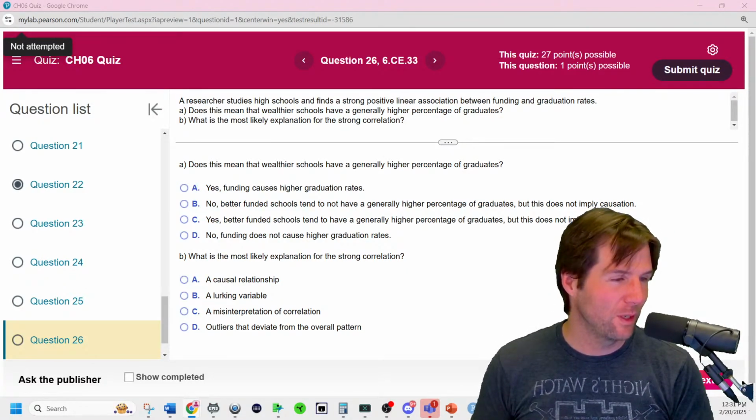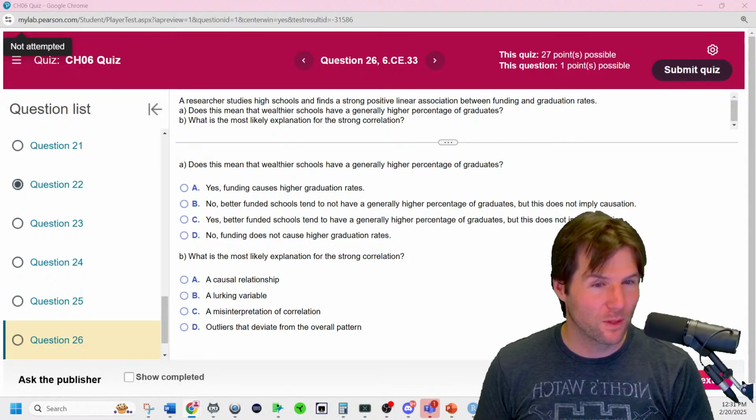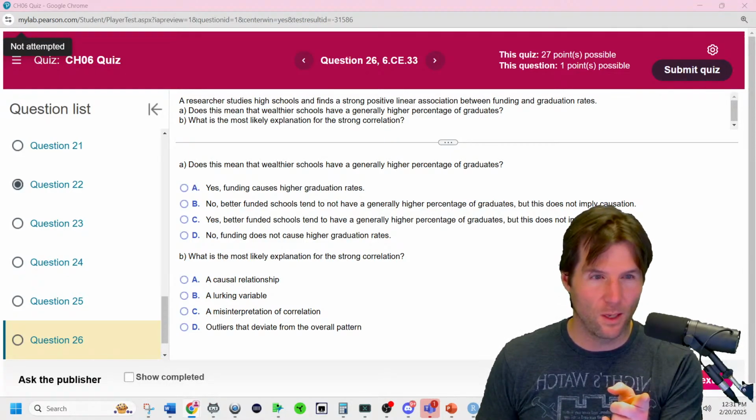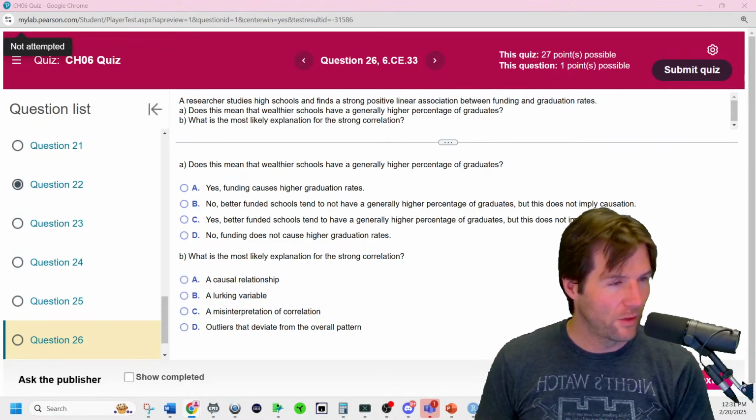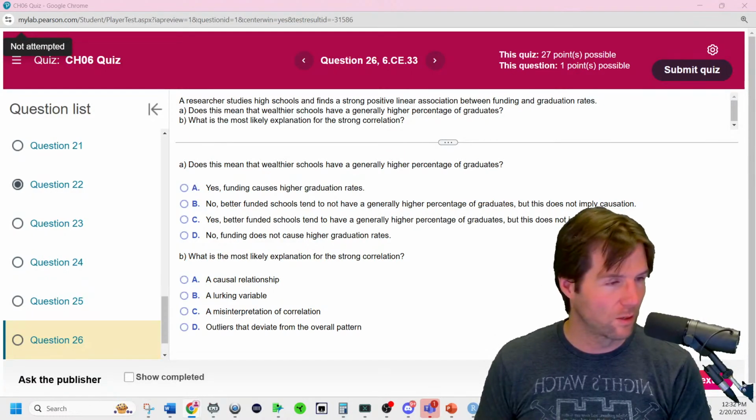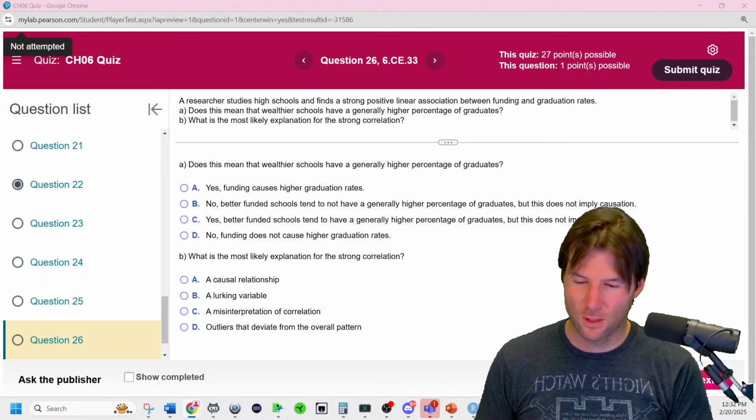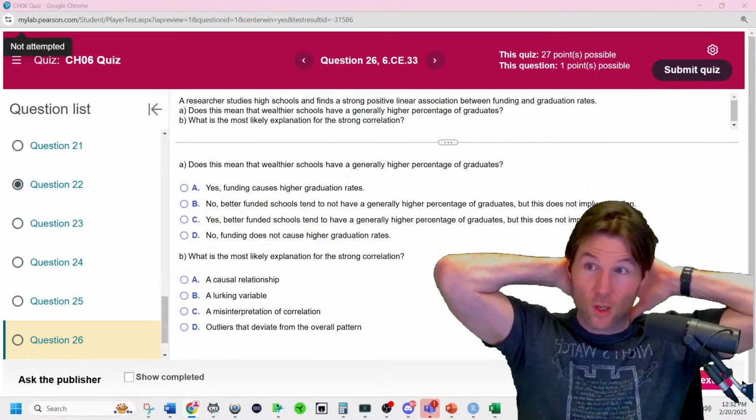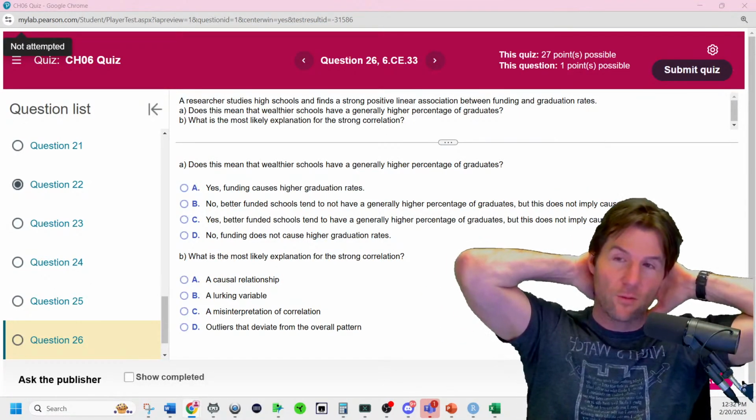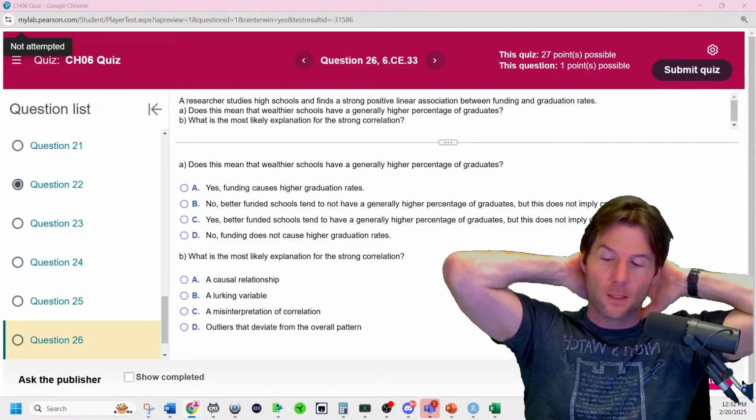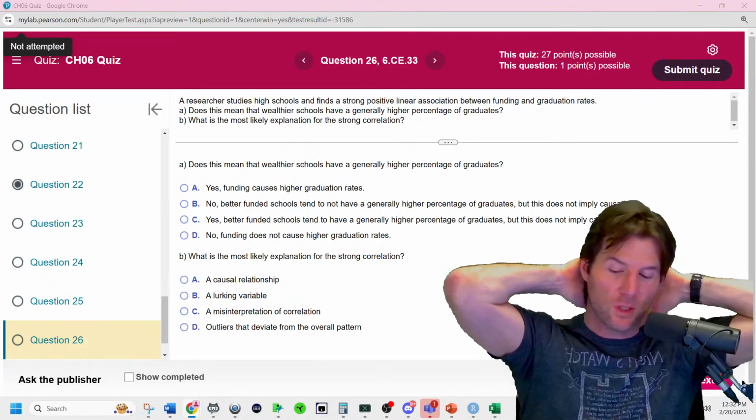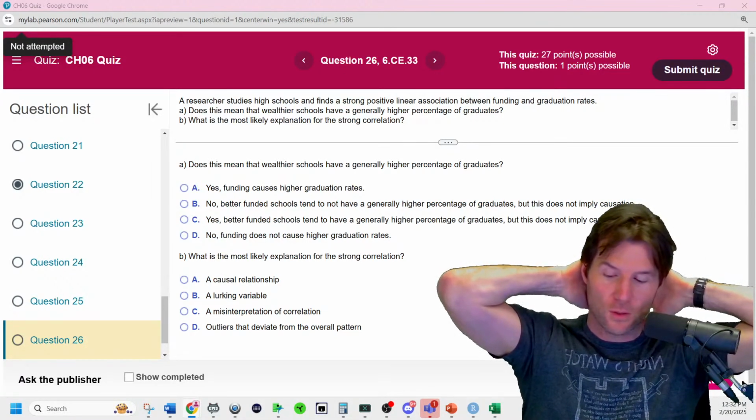Stat 2 to 1. Do we have time to do the following as property of the... Yeah, we should. Give me the start of the question. I think you have it there, but just give me the start, and then I'll find it quicker. A researcher studies high schools and finds a strong positive linear association between funding and graduation rates. Does this mean that wealthier high schools generally have higher percent of graduations?